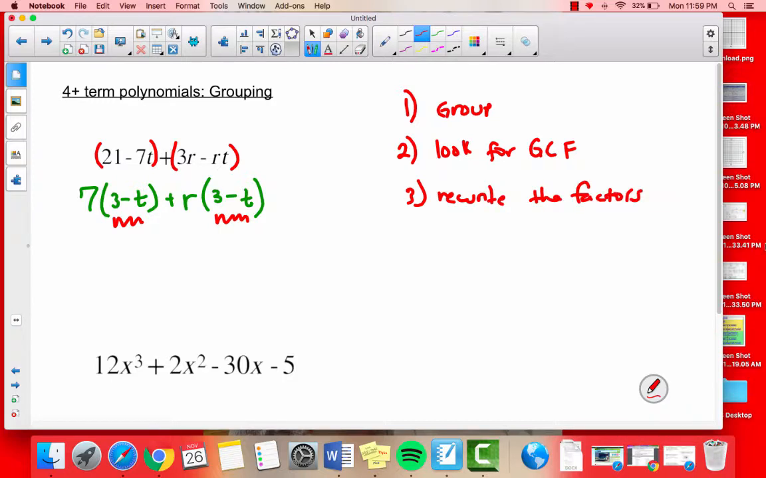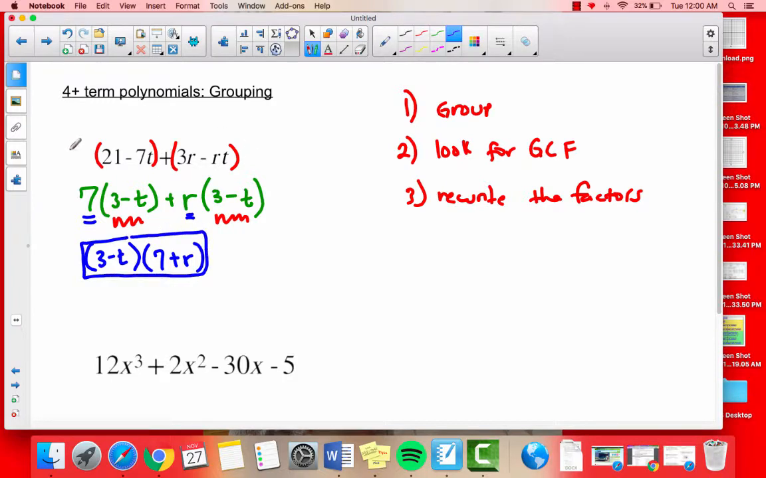So what I'm going to do is take what's in parentheses and put that out in front: 3 minus t. Now notice, even though there were 2 of them, I'm only going to write it once because it's just an identical term repeated. And then what's on the outside is going to go together in another set of parentheses. So I have a 7 plus an r, so 7 plus r, and now I'm done. This is my factored version of my original 4-term equation.